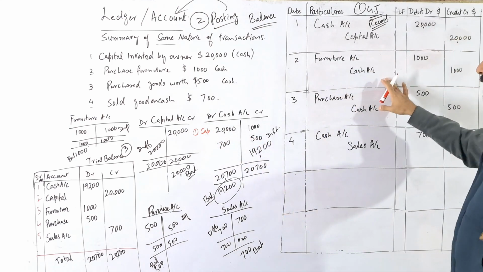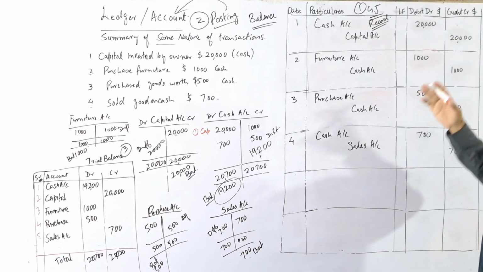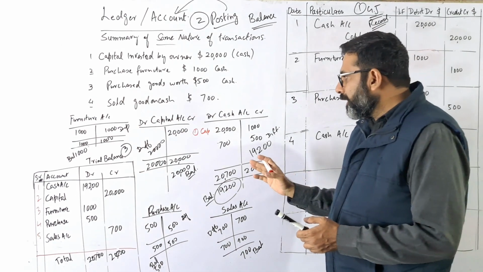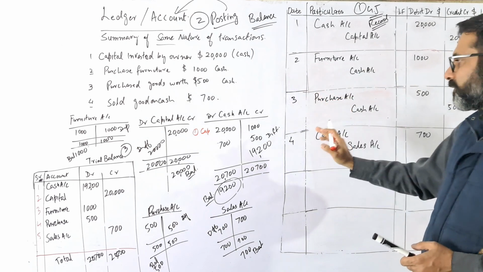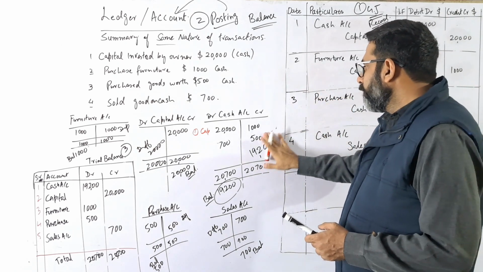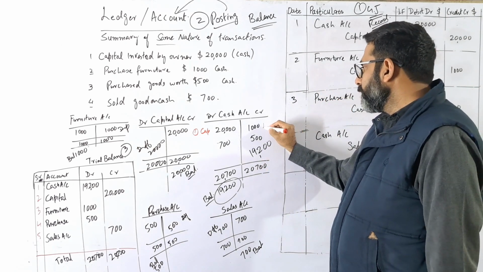Now in the second transaction, they are paying cash, but what is the reason? They are purchasing the furniture. So that's why we can write here the furniture.